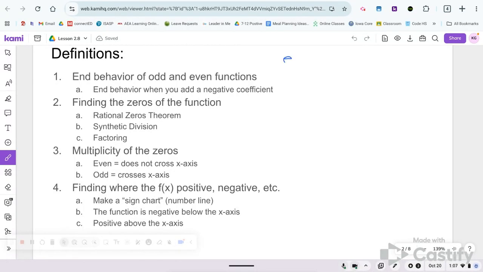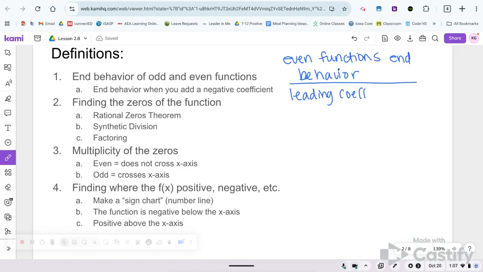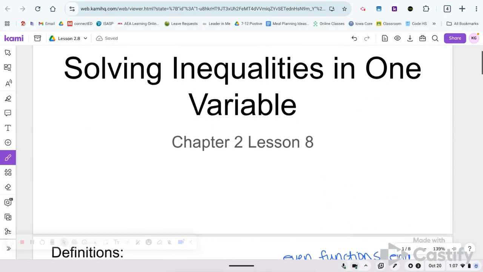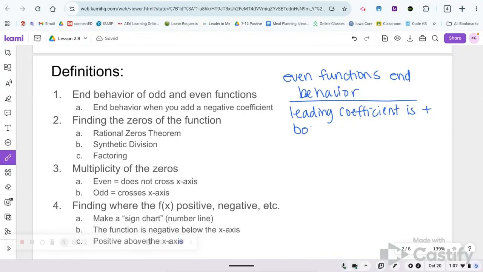So the thing to remember about even functions' end behavior is if the leading coefficient is positive, both ends up, both ends of the function up. If it is negative, both ends down.